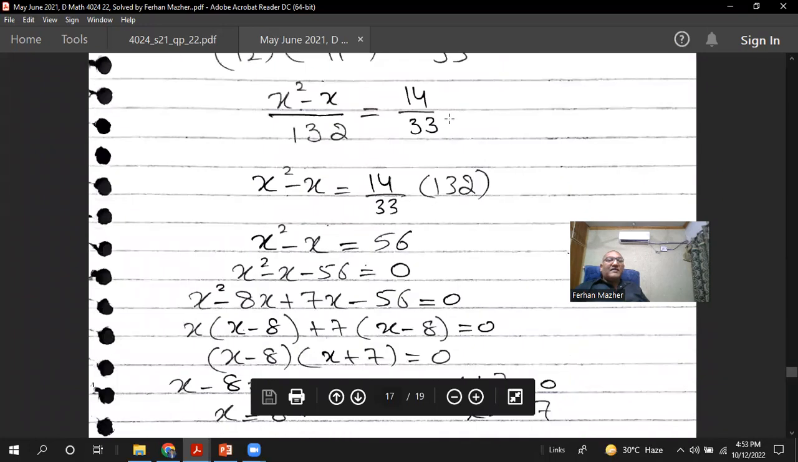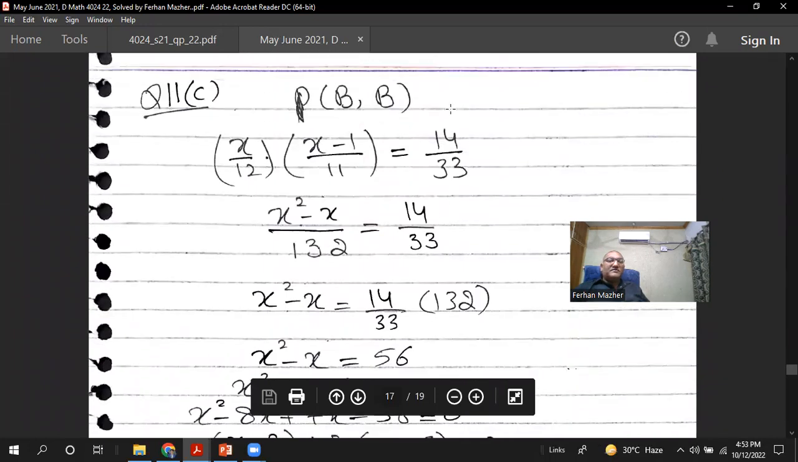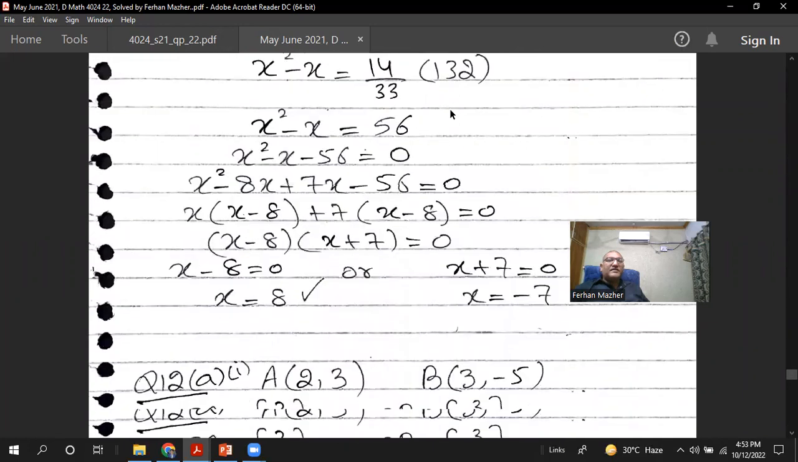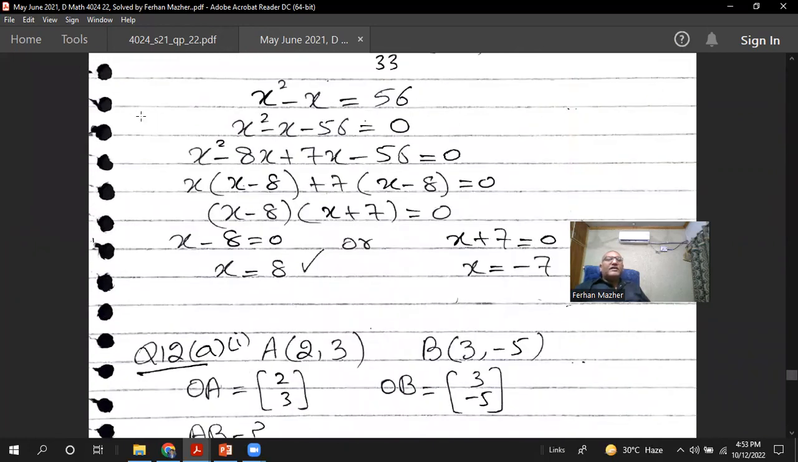And then we will have, you see this? This is my work, okay? I will do the middle term breaking. So the pair is minus 8 and 7. So x squared minus 8x plus 7x minus 56 equals 0. From the first two terms, x is common, so in the bracket you are left with x minus 8. From the last two terms, 7 is common, so in the bracket you are left with x minus 8. So x minus 8 bracket is common, and in the other bracket you will have x plus 7 equals 0.